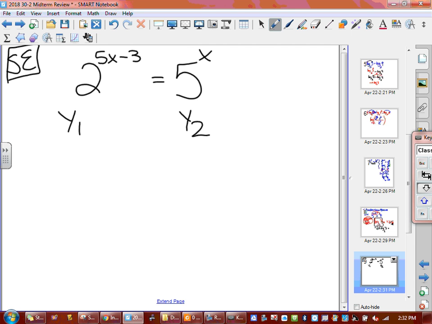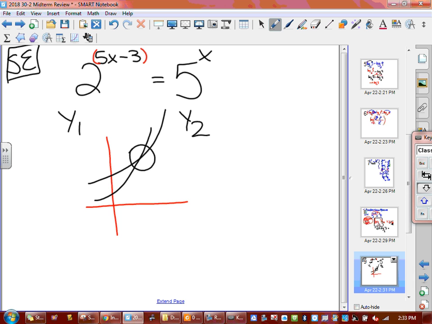Now, because there's more than one thing here, it's a binomial, you have to put this in brackets in your calculator. So in your calculator, you would have 2 exponent that in brackets. This one, you would just have 5 exponent x. They're going to be in your calculator, and they're going to come out like this, and you want where they intersect. That's what you actually want. And you want the x number of where they intersect. That's how you do these questions if there's x on both sides. Okay?